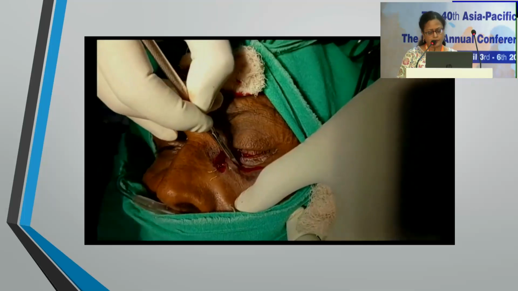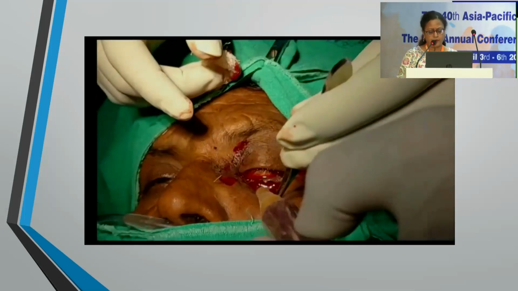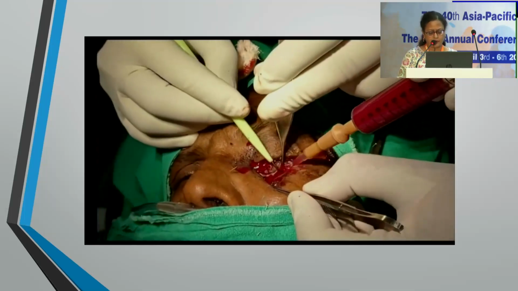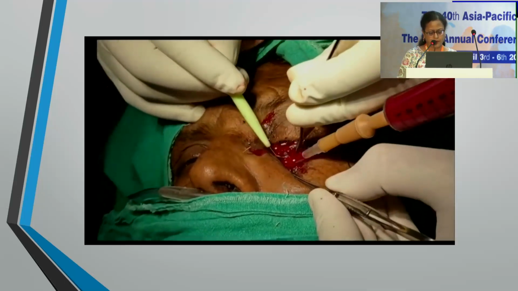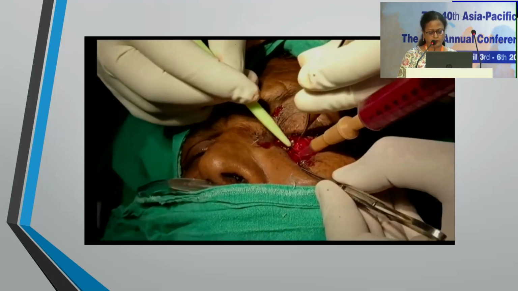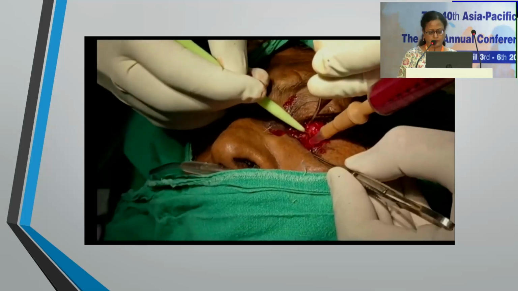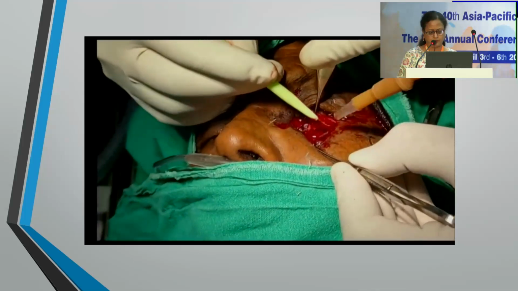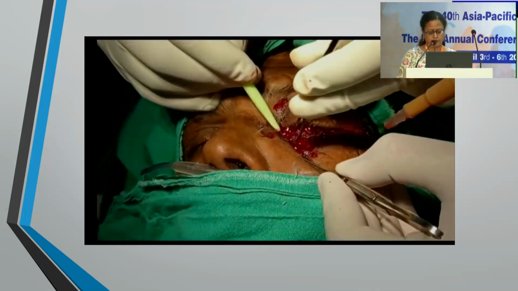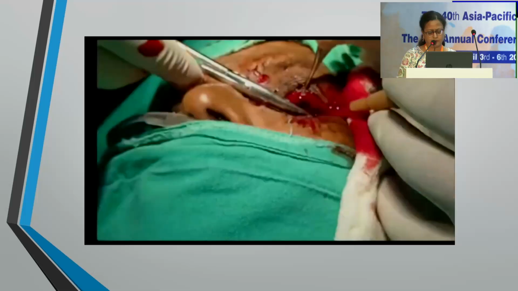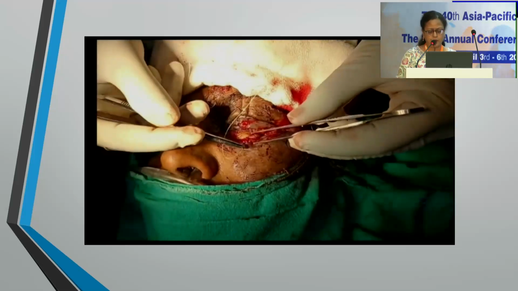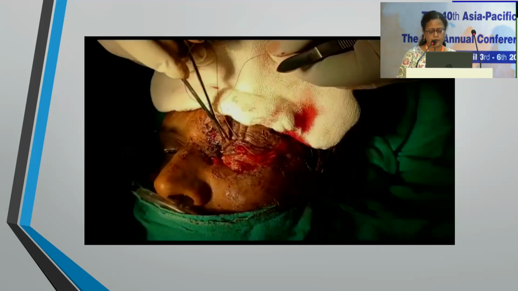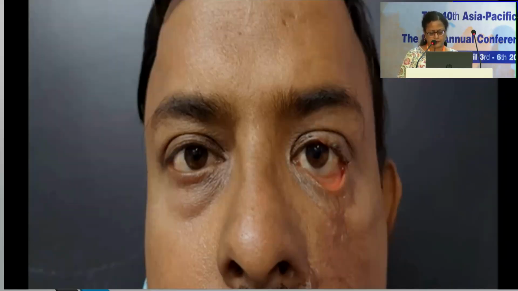Now, after removal of the Foley's catheter, we go for the definitive scar management. The excision of the scar tissue, as is shown. Tissue is mobilized and the remaining small defect is closed with a skin graft.